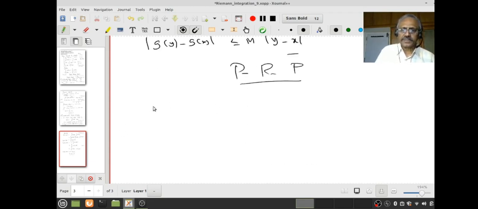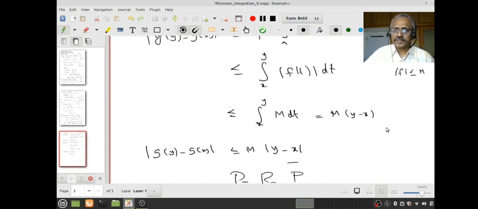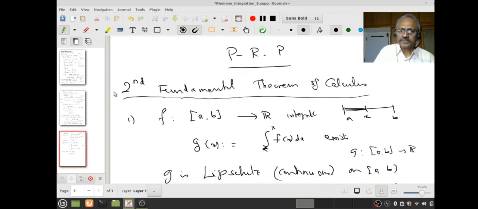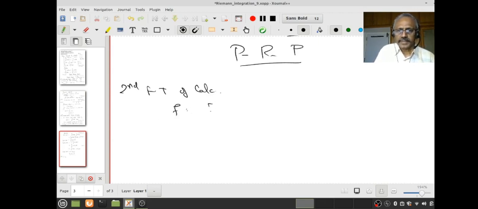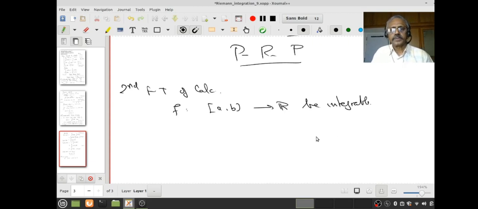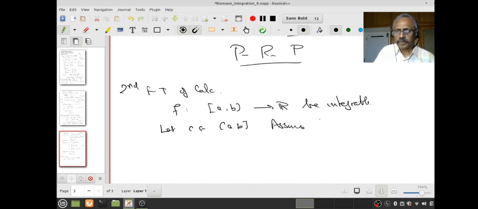Okay, I should not call this the fundamental theorem of calculus, this is just a result. The second fundamental theorem of calculus comes now. So let f from [a, b] to R be integrable. Let c be a point in (a, b). Assume f is continuous at c.